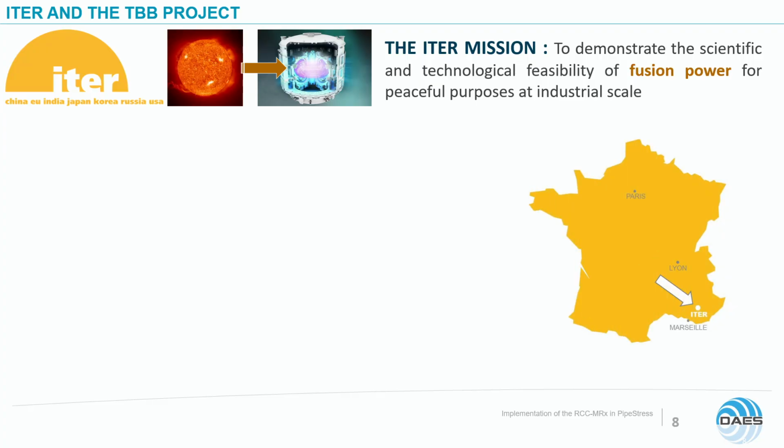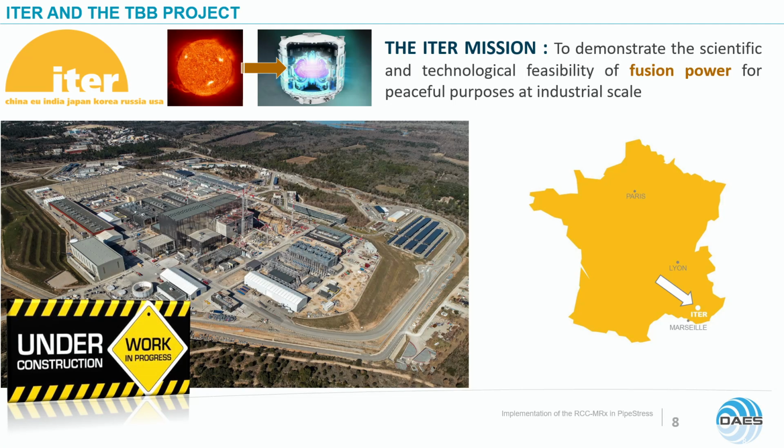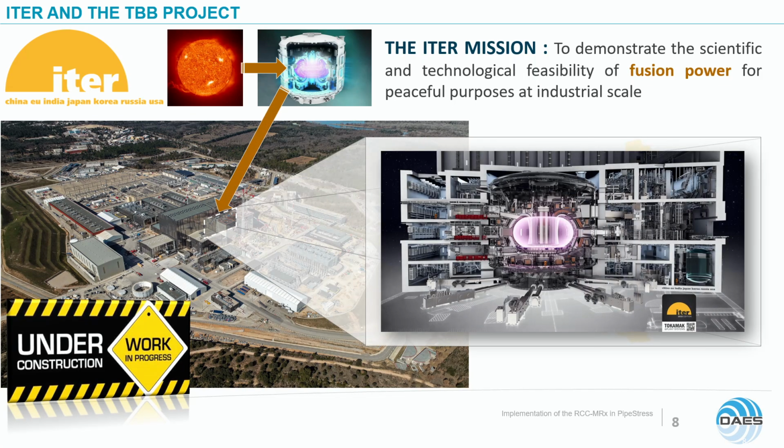There's a construction site going on today. It's located in South France. You have here a plain view of this work site. And this is where the core is located, where the fusion happens. It looks like this. This is an artist's view of this reactor. It's a tokamak. You see here in purple the plasma, where the energy is produced.